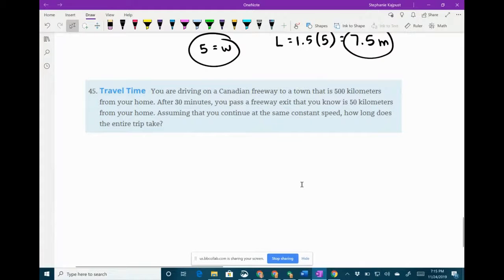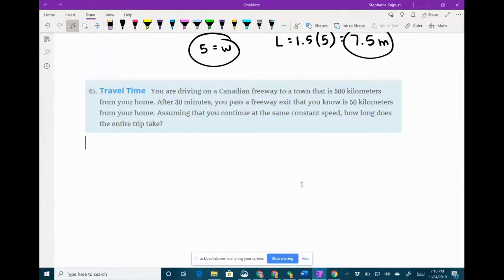So we've got: you are driving on a Canadian freeway to a town that is 500 kilometers from your home. After 30 minutes, you pass a freeway exit that you know is 50 kilometers from your home. Assuming that you continue at the same constant speed, how long does the entire trip take?